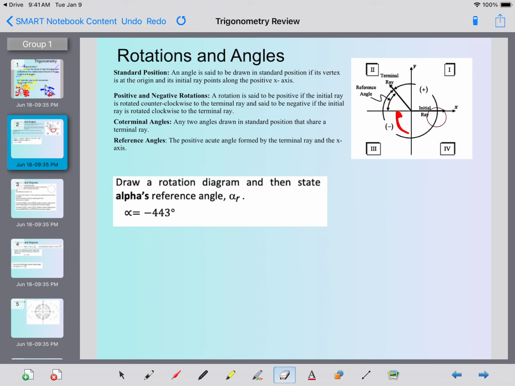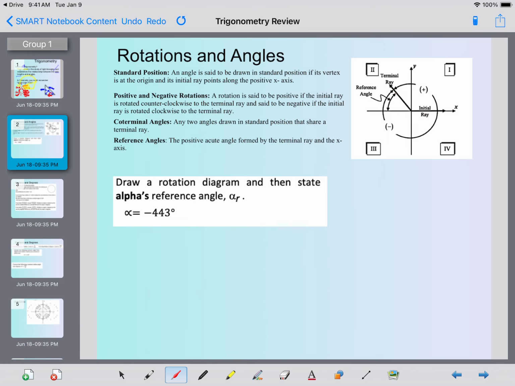And then lastly, reference angles. And this is probably the most important vocab term for this entire unit. It reads as the positive acute angle formed by the terminal ray and the x-axis. So in this case, we have our terminal ray, you have your x-axis. It's that angle made between the terminal ray and the x-axis.